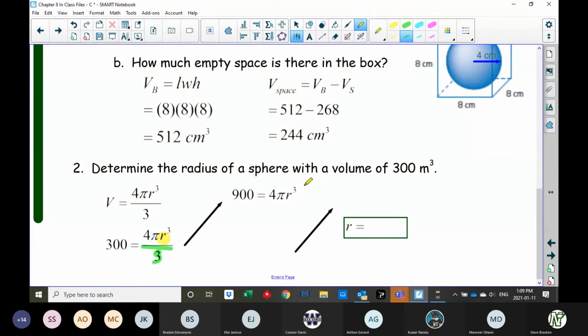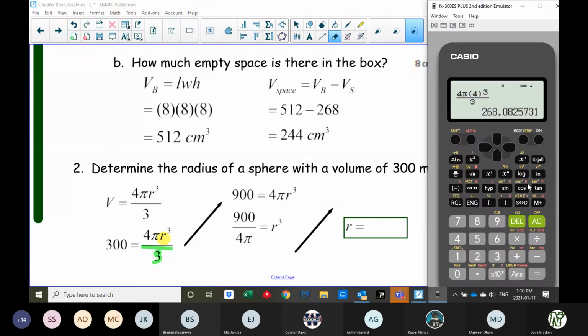Now, how do I get this R cubed by itself? I've got to divide by 4 pi. So 900 gets divided by 4 pi, and that leaves me my R cubed. I'm slowly but surely taking away the layers to get to that R all by itself. And now 900 divided by 4 pi, I grab my calculator, open up a fraction, I go 900 up top, I go down below and I put 4 shift pi, and I get 71.6. There it is.